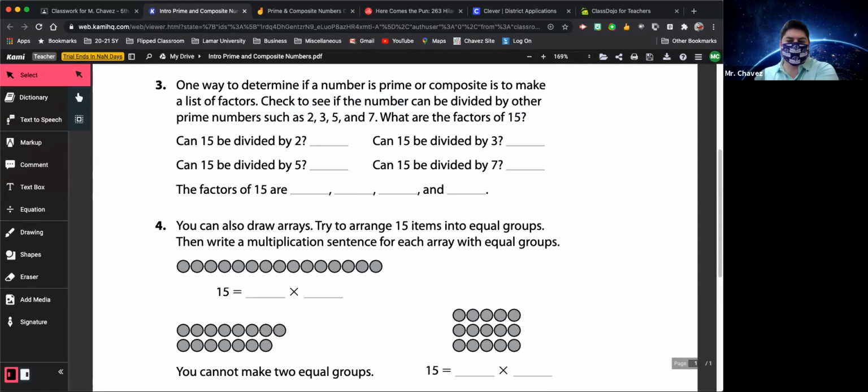So hopefully get your notebooks out. Have your notebooks out because we're going to take down some notes. So let me go ahead and share a whiteboard with you. And we're going to make a list of factors of 15. Okay, so can everyone see my whiteboard? Yes. Okay.